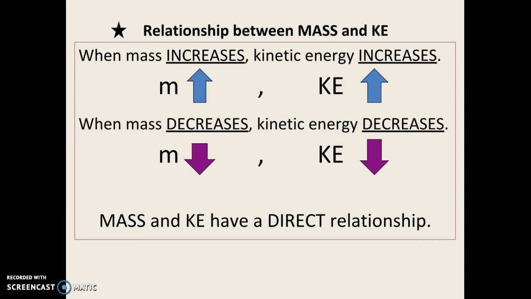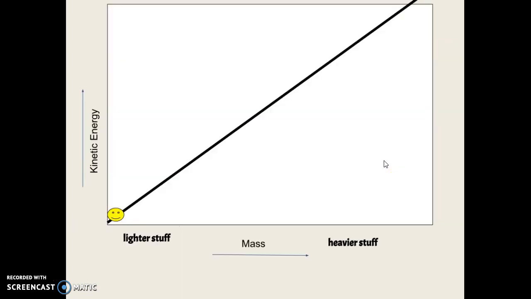Because gravity's pulling on it, so you're going to need more energy. Same thing if you decrease the mass, so you made the item smaller or lighter, because of gravitational pull, then you're going to need less energy. And so we say that mass and kinetic energy have a direct relationship.